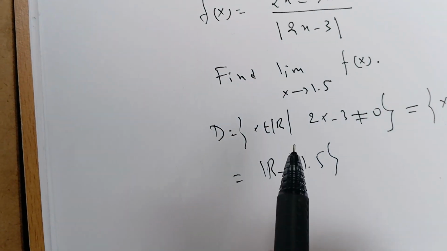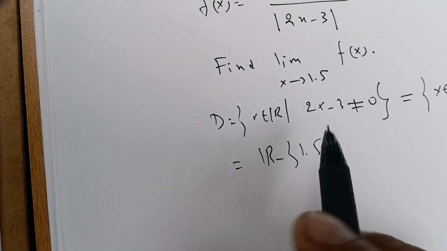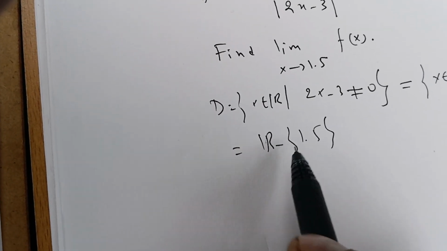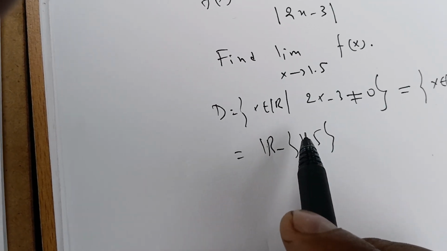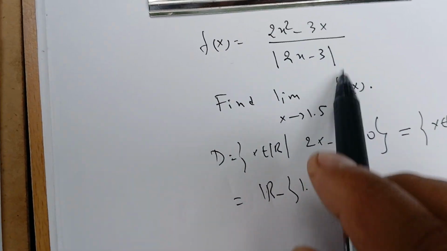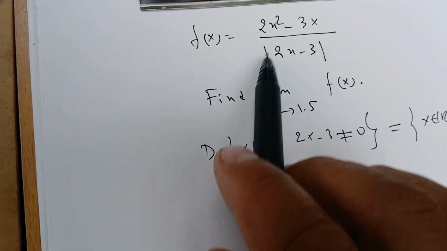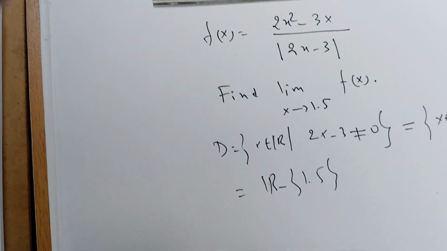So we don't want to divide by 0. That's why we get rid of this. So now the question is asking us to find the limit at this particular point. Okay, so we're going to write this one nicely because we want to get rid of the absolute value.